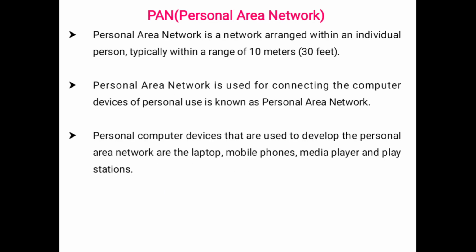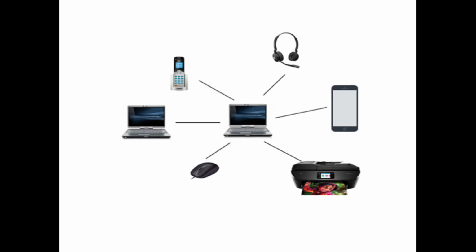The next one is a PAN, personal area network. It is a network arranged within an individual person, typically within a range of 10 meters or 30 feet. A personal area network is used for connecting computer devices for personal use. The devices that are used to develop a personal area network are laptops, mobile phones, media players, and PlayStations. So this picture represents the PAN network.